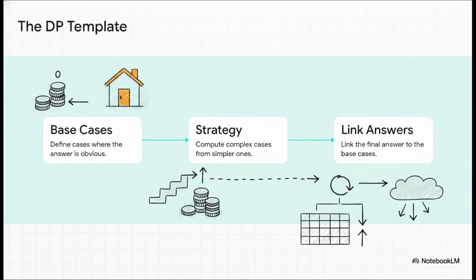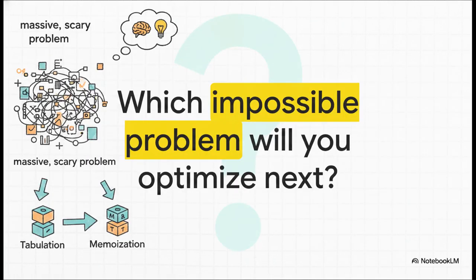Step 1. Define the base cases where the answer is absolutely obvious, like knowing that an amount of 0 requires 0 coins. Step 2. Develop a strategy to compute the complex cases strictly from simpler ones, like adding 1 coin to a previously calculated amount. And step 3. Link your final answer back to those base cases using either a bottom-up table or a top-down recursive cache. And that brings us to the end of our explainer.